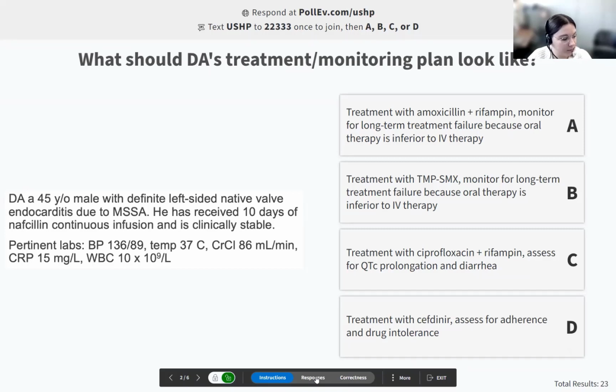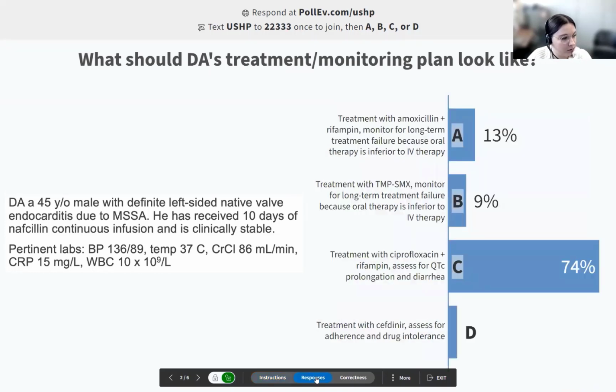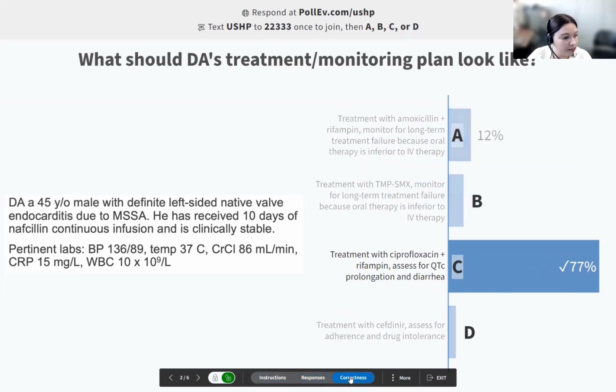We're at our peak responses. So it looks like most people chose C. So treatment with ciprofloxacin and rifampin, assessed for QTc prolongation and diarrhea. That is the correct answer.